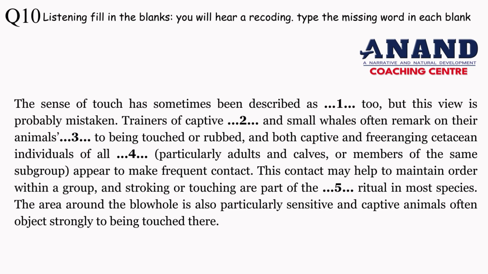The sense of touch has sometimes been described as weak too, but this view is probably mistaken. Trainers of captive dolphins and small whales often remark on their animals' responsiveness to being touched or rubbed, and both captive and free-ranging cetacean individuals of all species, particularly adults and calves, or members of the same subgroup, appear to make frequent contact. This contact may help to maintain order within a group, and stroking or touching are part of the courtship ritual in most species. The area around the blowhole is also particularly sensitive, and captive animals often object strongly to being touched there.